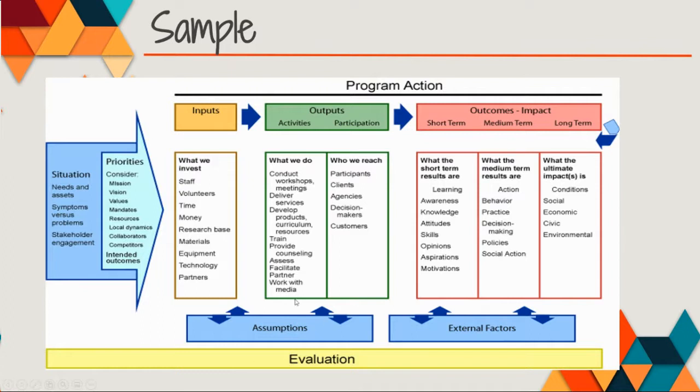I want to direct your attention to some of the assumptions here and external factors and what those refer to. Let's think about the assumptions. The assumptions are that there may be specific staff in place to implement these workshops. What happens if suddenly funding is cut in half and you don't have as many staff or resources to implement the activities designed in a program? Well, the likelihood of achieving the desired outcomes of that program may be decreased.